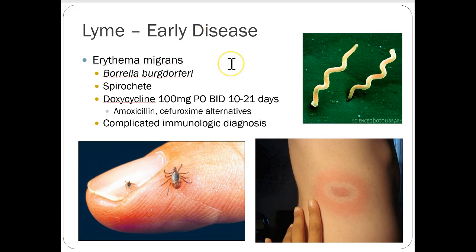Lyme disease can, again, just like syphilis, get into the musculoskeletal system and the neurologic system as well. So you can end up with complicated diseases over time. The diagnosis of it is a little bit complicated too. There are different pathways that it goes down to figure out whether you actually have this or not.